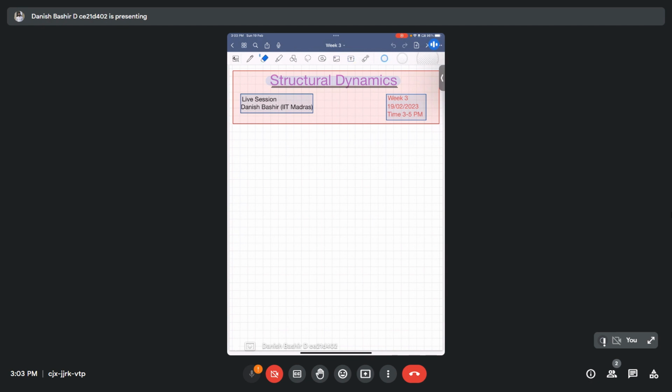In the last 2 weeks, we studied free vibrations of undamped systems and the equilibrium equations associated with it. In week 2, we also solved some basic problems related to the single degree of freedom system. I'm going to give a little recap of what we did in the last week, that's week 2, and then we will start with this week's topic, that is the damped free vibrations.